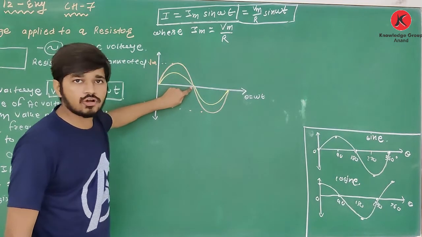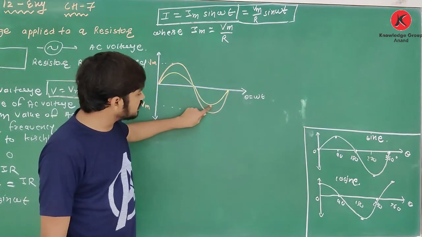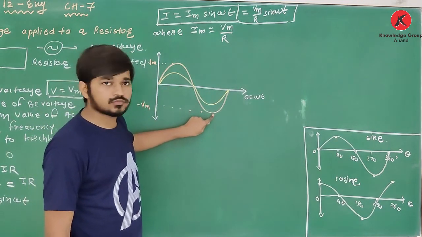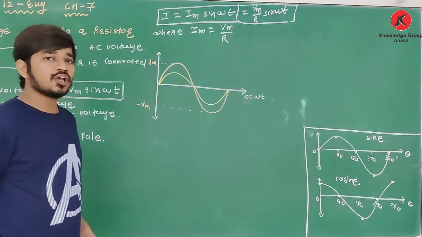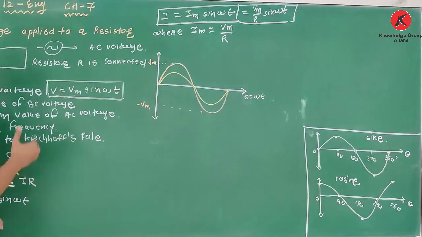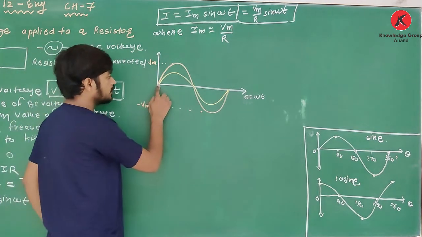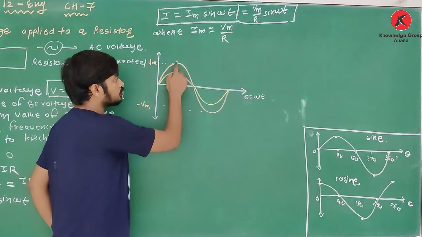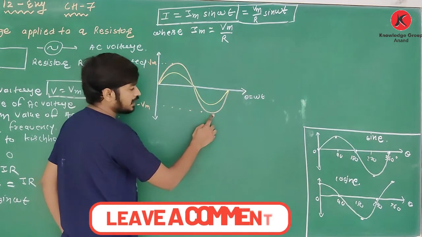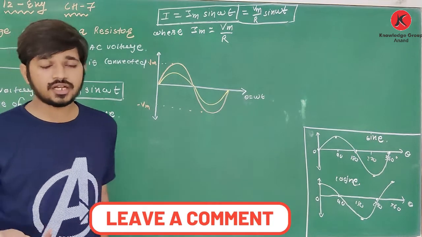When voltage is 0, current is 0. When voltage is minimum, current is also minimum. Yes or no? So as voltage changes, current also changes. Voltage 0, current 0. Voltage maximum means positive, current positive. Voltage minimum, negative potential, current minimum.